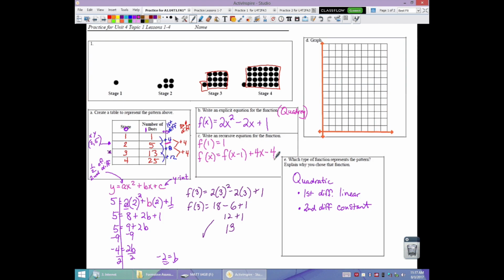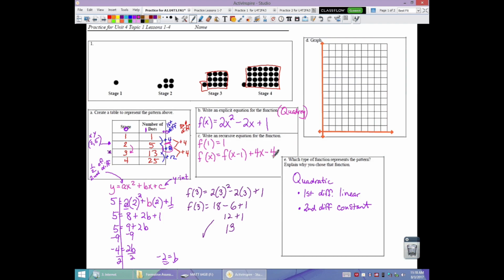Let's go through that again. If we were going from the second stage to the third stage, okay, that means your x is 3. To get to f of 3, you go back and look at your f of 2, and you add 4 times 3, that's 12. Well, I don't want to add 12 to get there, I only want to add 8. So I have to subtract 4 from that.